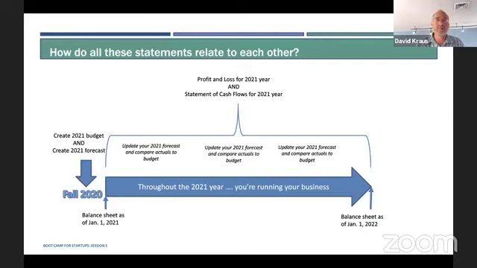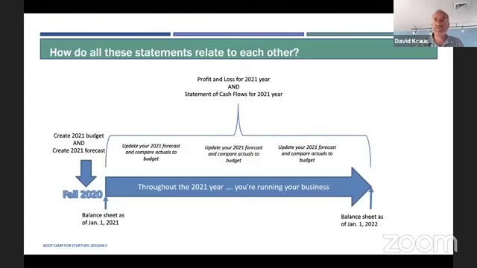Balance sheet at the very bottom, that's a point in time measurement. So you'd have a balance sheet perhaps at the beginning of the year and another one at the end of the year. Why would you want to do that? Well, you want to see how your balance sheet changed over the course of the year. What happened to your cash? Did you pay down debt? What is your equity position in the company over the course of the year? Did it go up as you had expected?